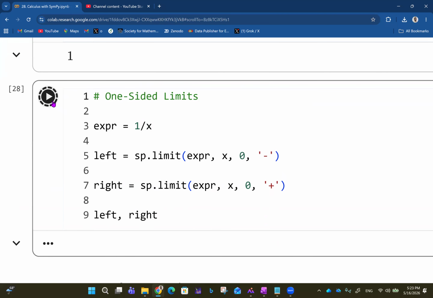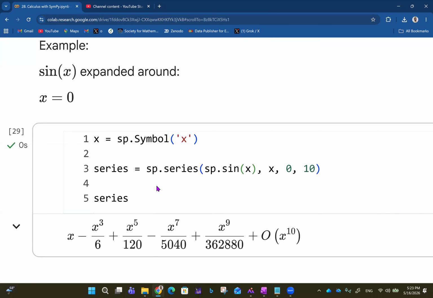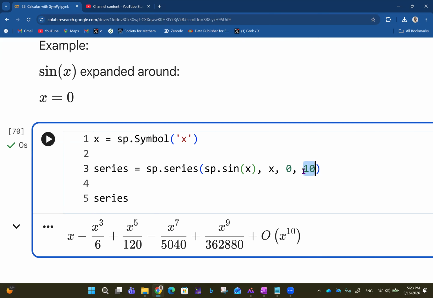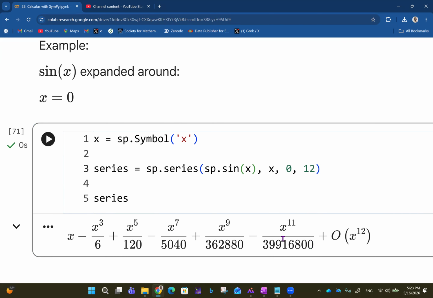For one-sided limits like this, the expression is 1 over x. So you are saying as x approaches 0 from left and right, negative and positive, everything is infinite like that. Then you have Taylor series. Sin x can be expanded around x equals 0 in a Taylor series, and we saw this in the last video also. So you just set it up with sp.series of sp.sin x from x equals 0 to 10. This 10 tells you the order of error you want. So you can change it to, say, 12, and it means you're going to have these expressions up to power 11.